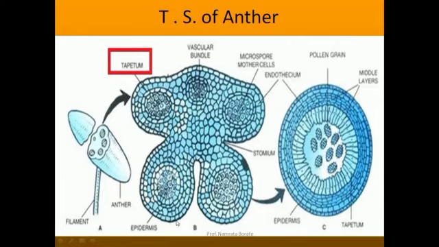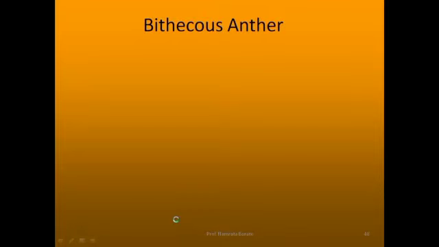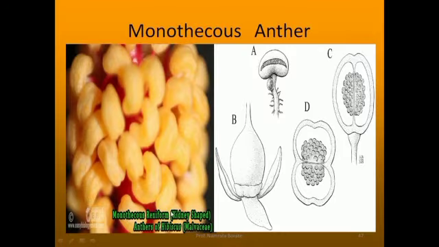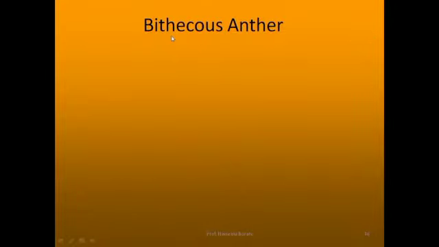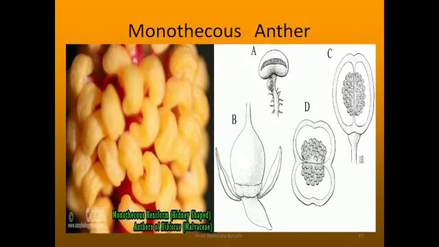Basically, there are two forms of anther. The anther may be monothecous or bithecous, also called dithecous. A monothecous anther consists of two locules. You can see in this image the presence of two locules, which are known as two sporangia. So it is called bilocular or bisporangiate. It is observed in the hibiscus plant.